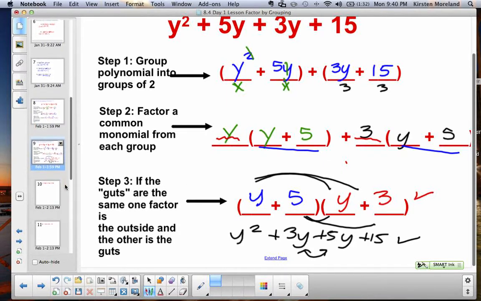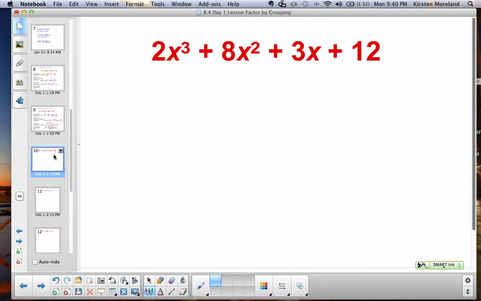So now we're going to take away the steps and just see if we can do this from memory. So first step is, write it down and see if you can remember it. First step is easy. Group the first two and the last two by just putting parentheses.